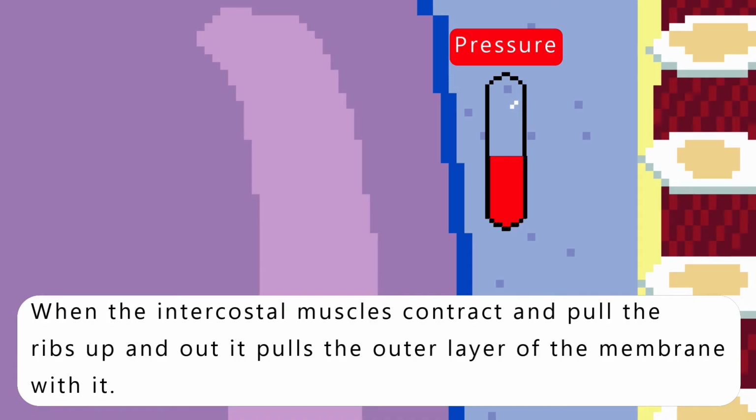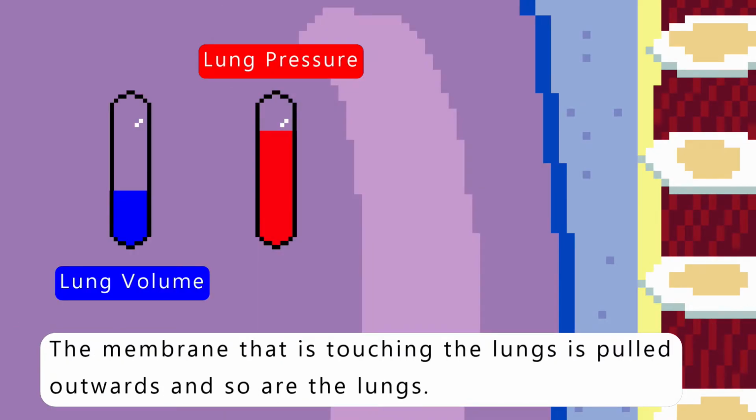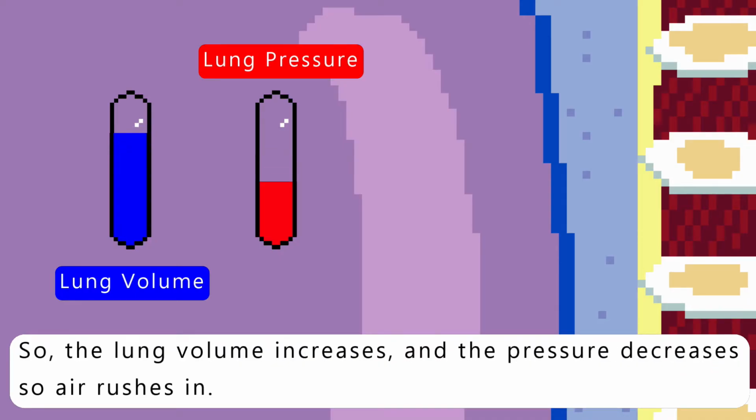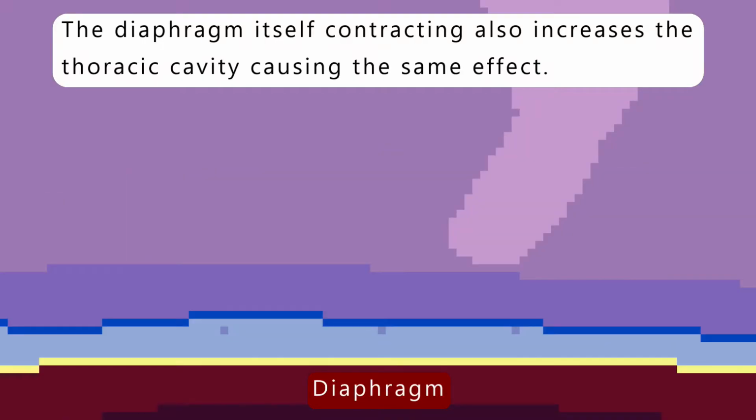When the intercostal muscles contract and pull the ribs up and out, it pulls the outer layer of the membrane with it, increasing the volume of the space surrounding the lungs and therefore decreasing the pressure. The membrane that is touching the lungs is pulled outwards, and so are the lungs. So the lung volume increases, and the pressure decreases, so air rushes in. The diaphragm itself contracting also increases the thoracic cavity volume, causing the same effect.